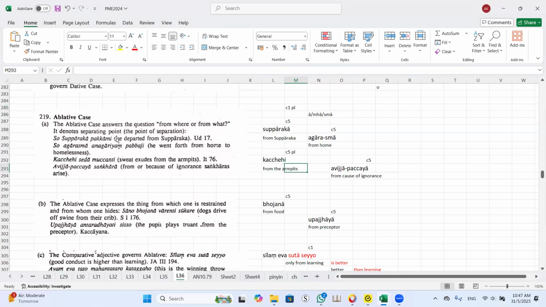But anyway, when you see a verb there and it doesn't agree with the verb, then you know that it's not nominative plural. It has to be ablative. So here in English it means he departed from. This is "from". So this one again, nesma, sma, means from home.